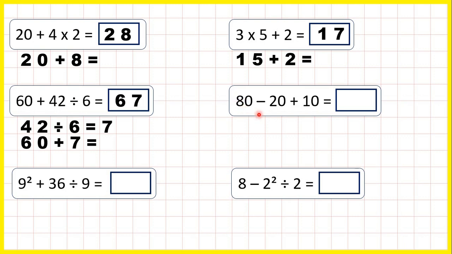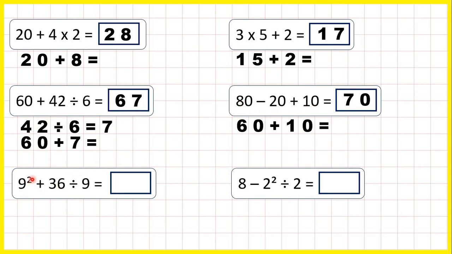Now 80 minus 20 plus 10. So here we have subtraction and addition, but subtraction and addition are on the same level. We don't necessarily do one before the other, so we can just solve this problem in the order that it's written in. So 80 minus 20 is 60, and then 60 plus 10 is 70. So here, because subtraction and addition are on the same level, we just do the question from left to right.